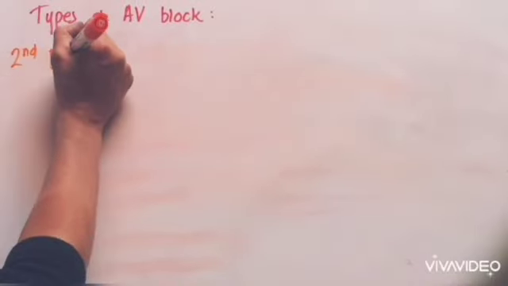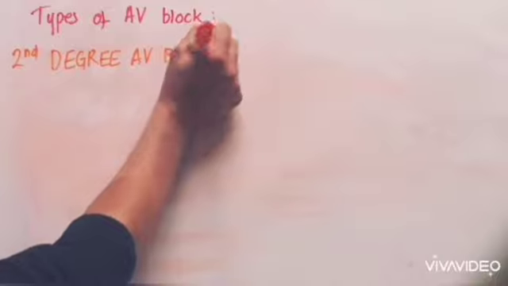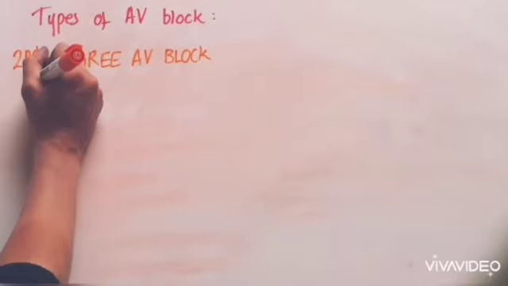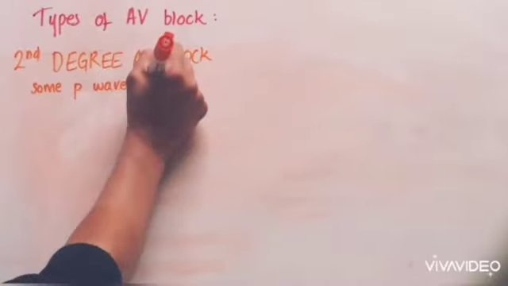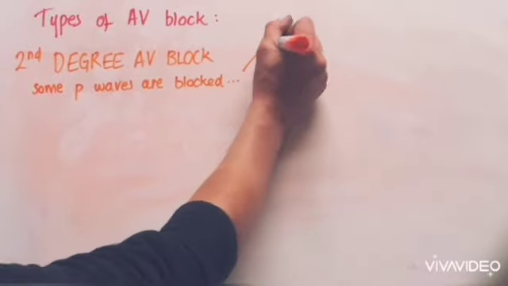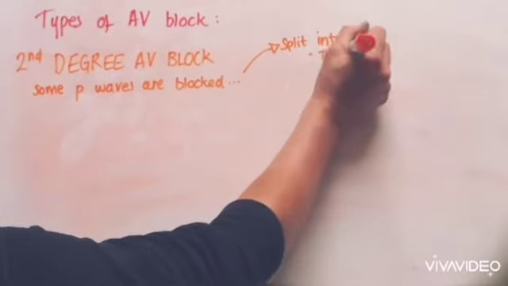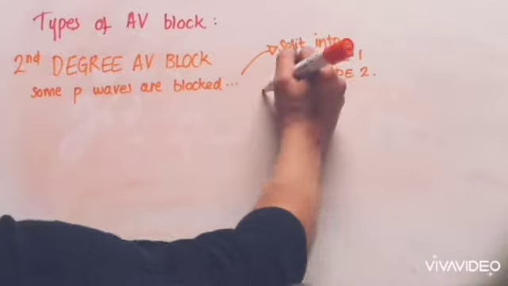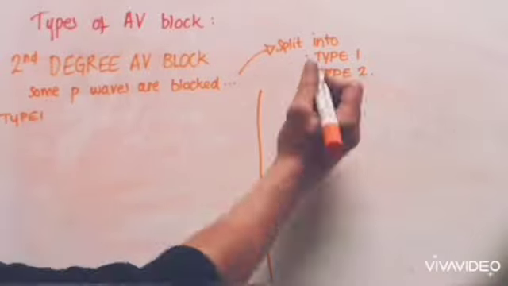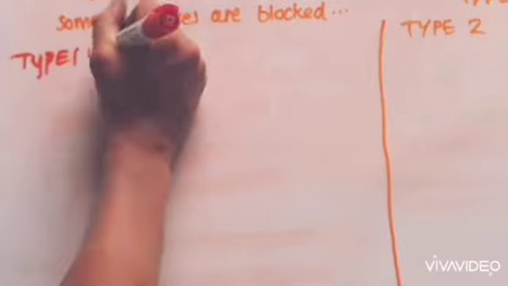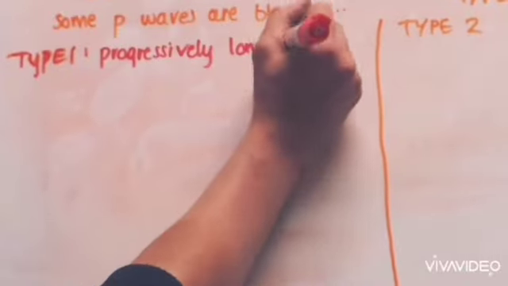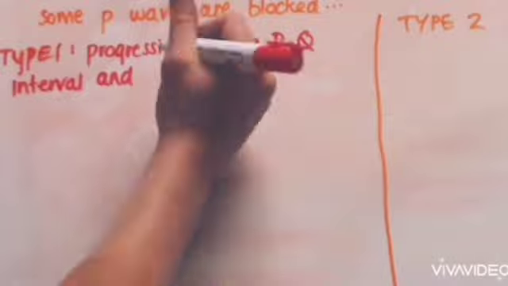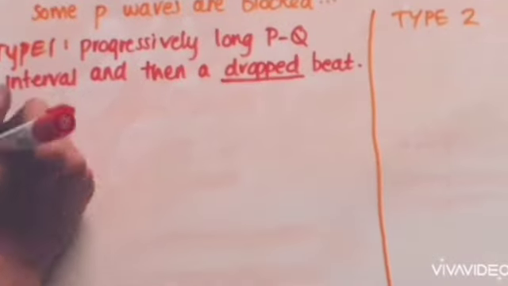Now we'll move on to second degree AV block, type 1. In second degree AV block, some of the P waves aren't conducting, so they're being blocked at the AV node. Remember, this is split into type 1 and type 2. So let's talk quickly about type 1. In type 1, the PQ interval increases and increases, and then suddenly there's a dropped beat. I'm just going to draw a quick ECG for you, just to show what this looks like.